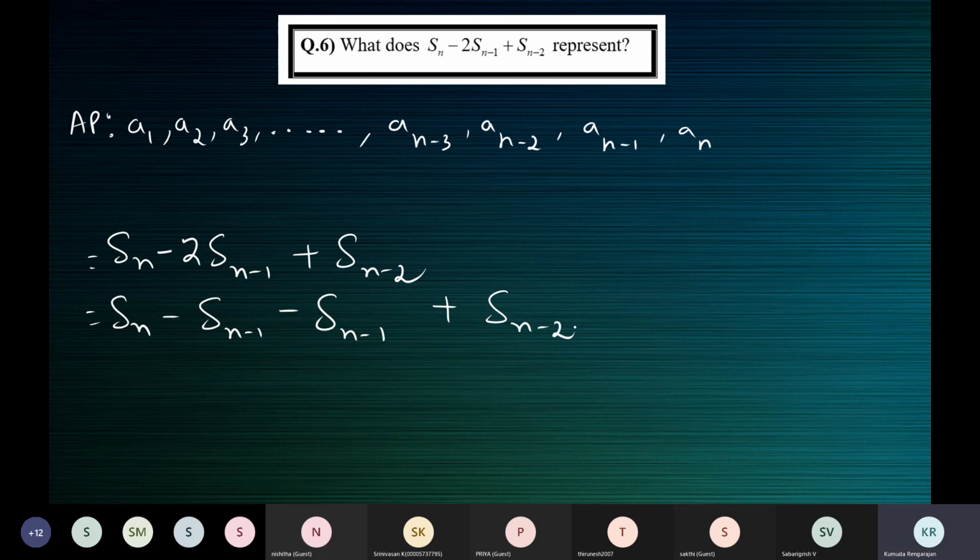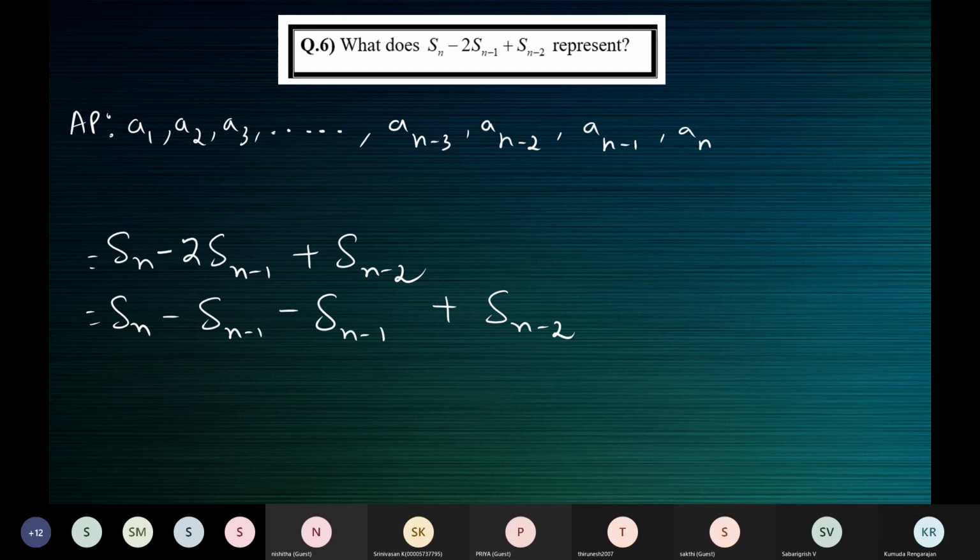So when you have minus 2a, you can write it as minus a, minus a. So minus 2 Sn minus 1 is minus Sn minus 1 minus Sn minus 1, which is minus 2 Sn minus 1.